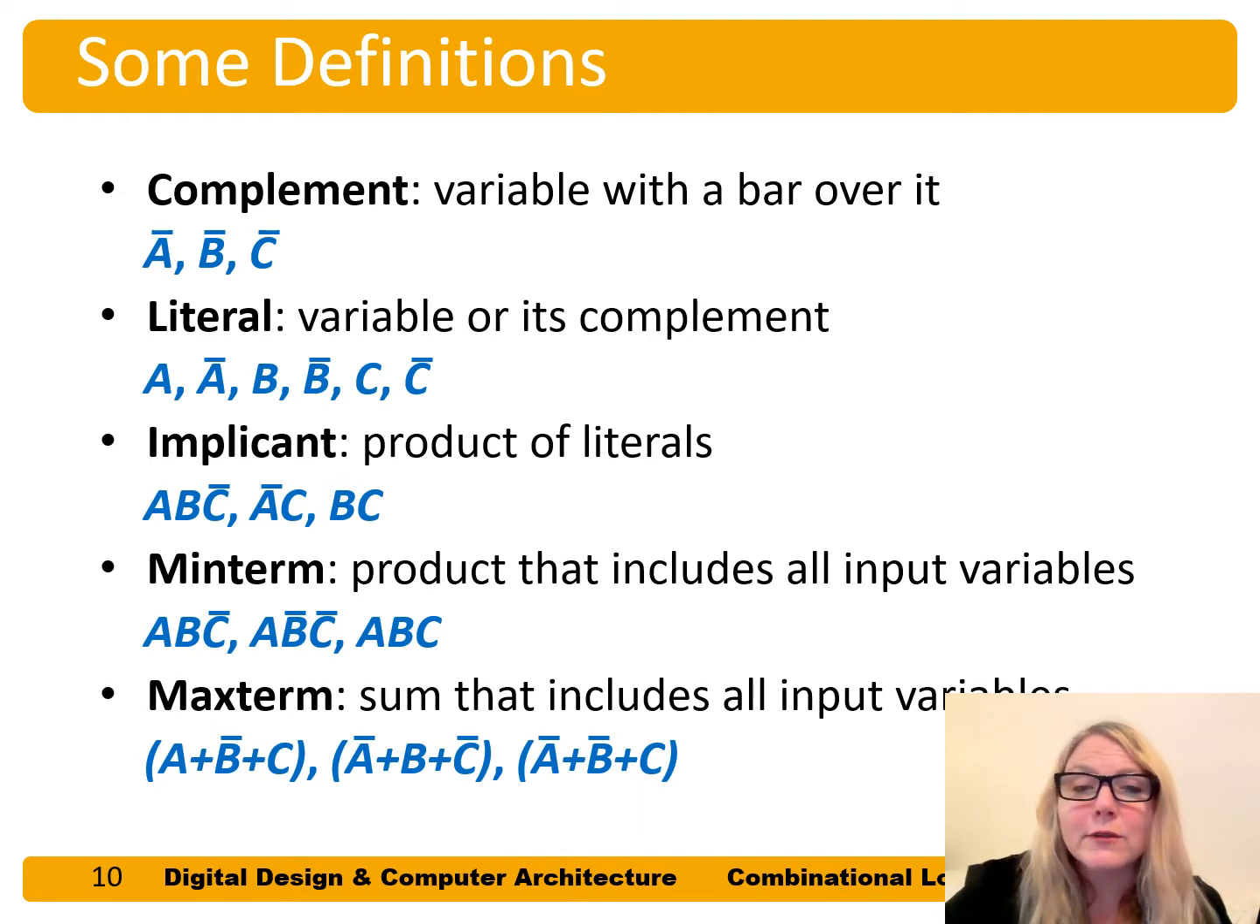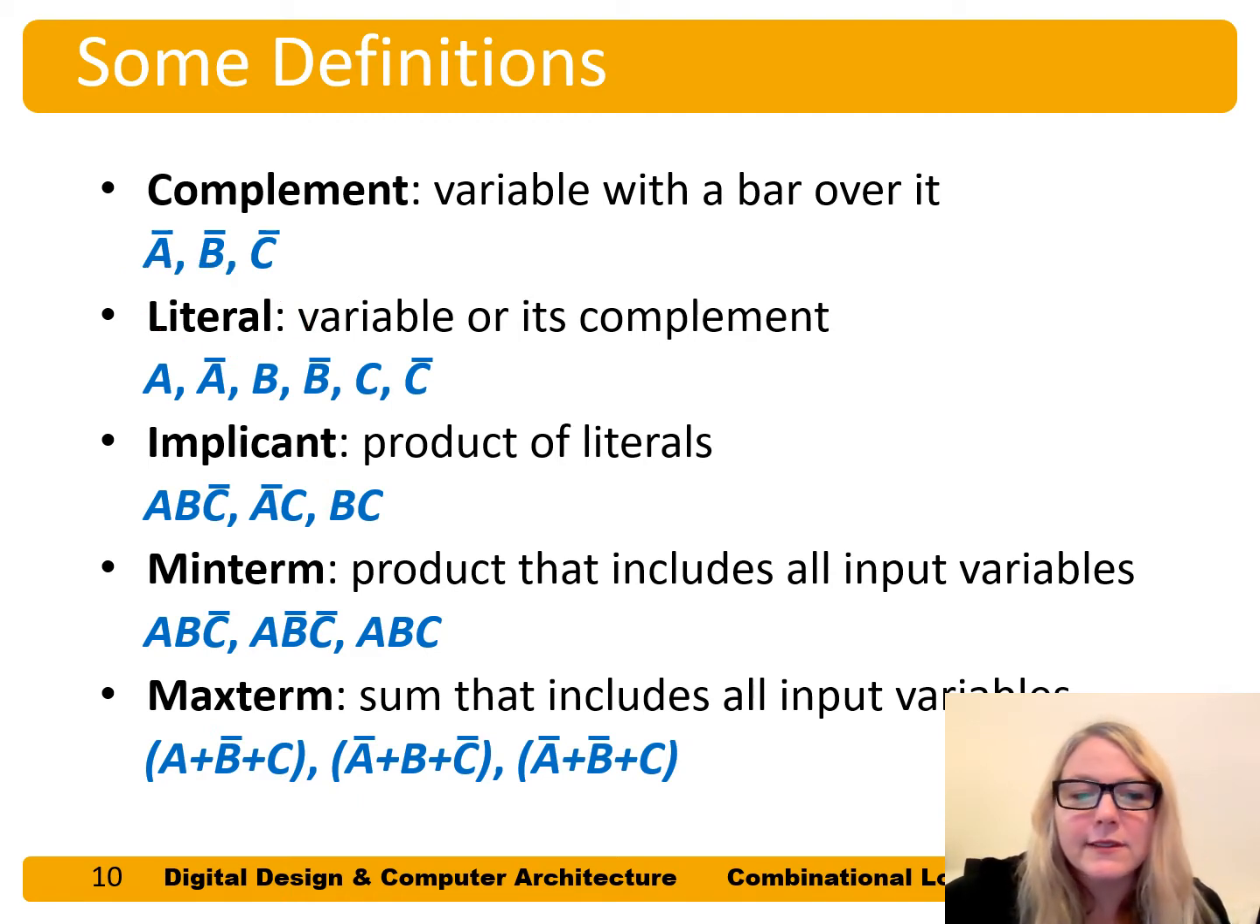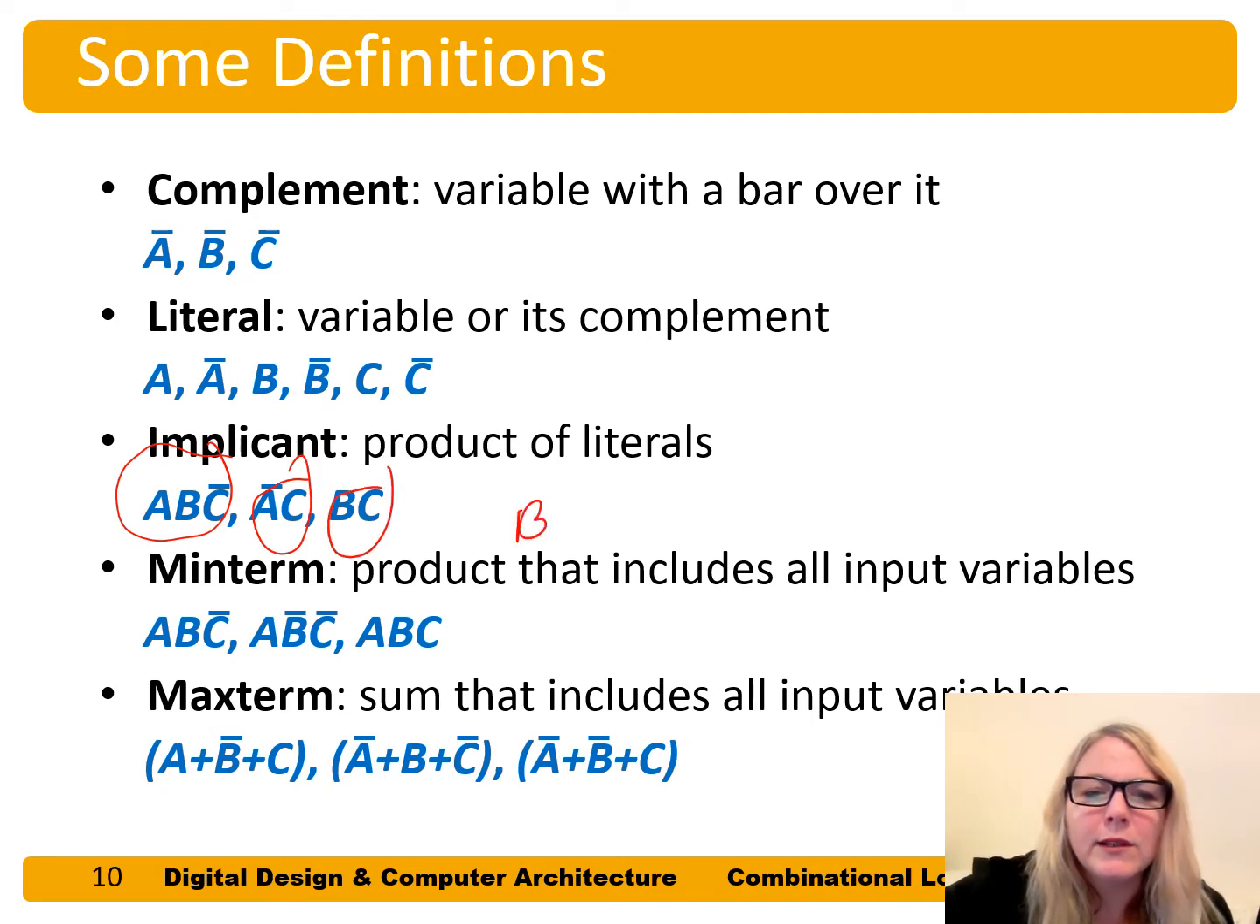So let's define a few terms before we start talking about methods for developing functions or equations that define the functions of a circuit. A complement is a variable with a bar over it. So A bar, B bar, C bar, those are all complements. A literal is either a variable or its complement. So A bar, B, B bar, those are all literals. And an implicant is a product of literals. So A B C bar, A bar C, B C, B bar C, A B C bar D.